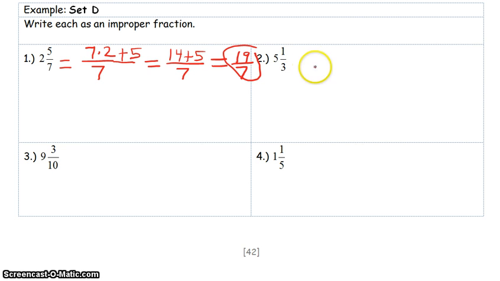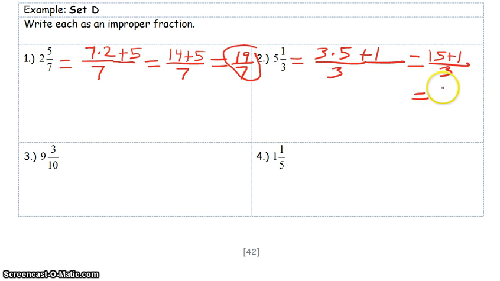Now we go to problem number 2. Again, our denominator stays the same. Our denominator is 3. Now, we take our denominator times the whole number plus the original numerator. So in doing our order of operations, 3 times 5 is 15 plus 1, all divided by 3. 15 plus 1 is 16 divided by 3, and that is our final answer. Now we come down here to number 3.